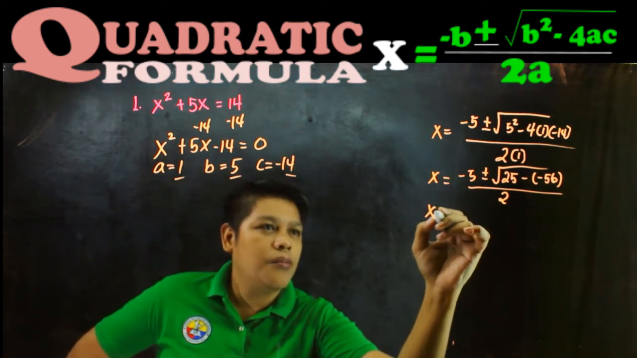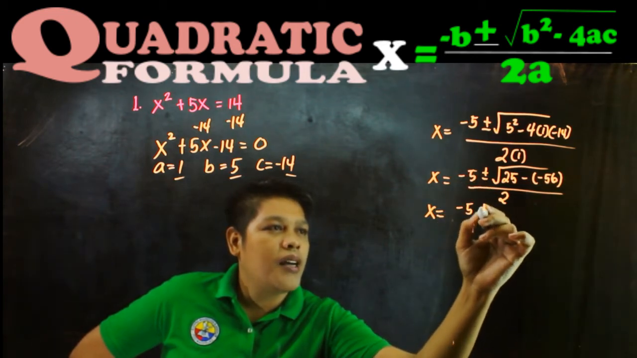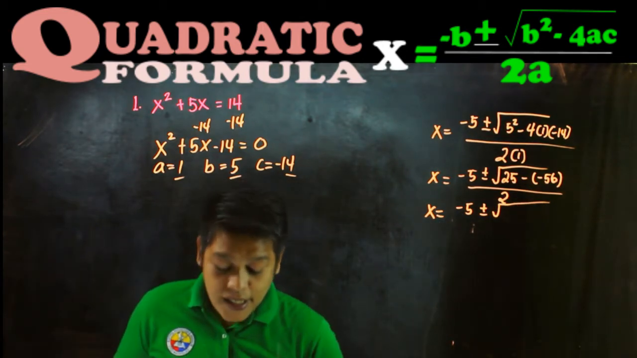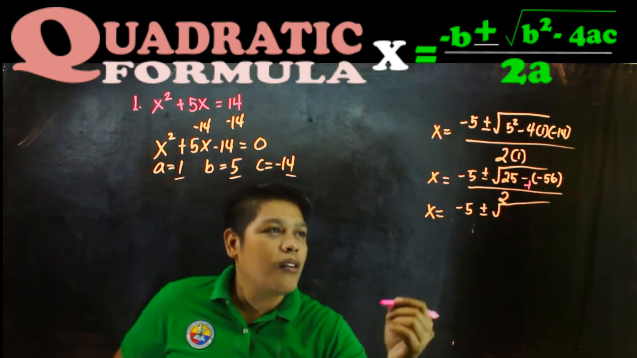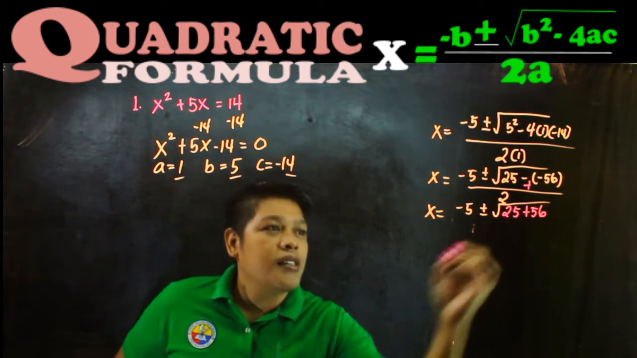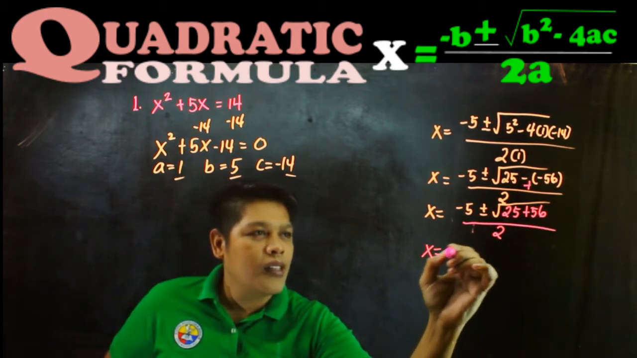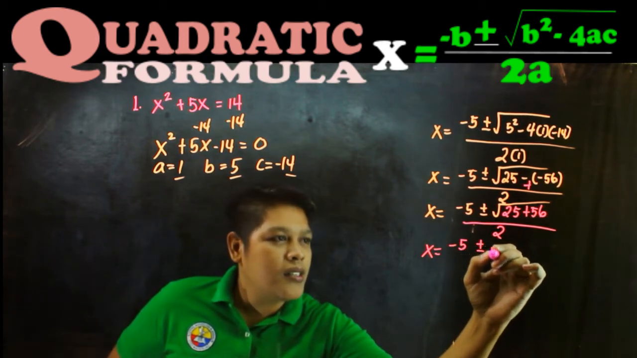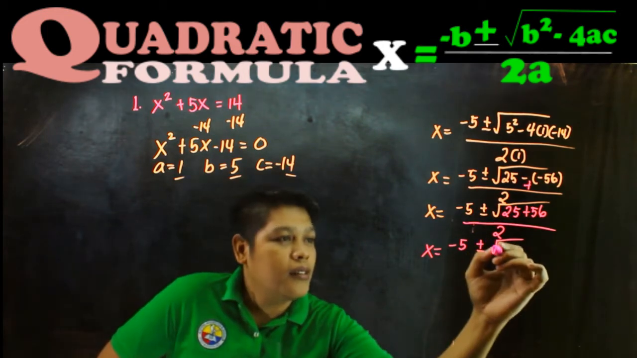So x becomes negative 5 plus or minus square root of 25, ito ay magiging plus na kasi negative tsaka negative, pag multiply natin yan. So 25 plus 56 na siya sa loob, over 2. Medyo mahaba, no? Pero titisin natin. What is 25 plus 56? So 25 plus 56 is 81.